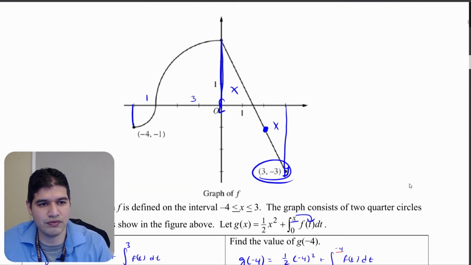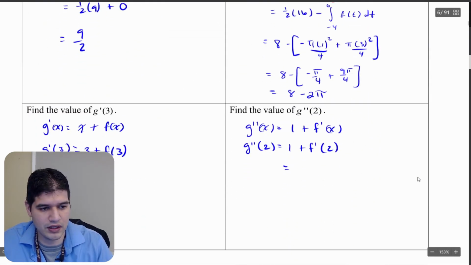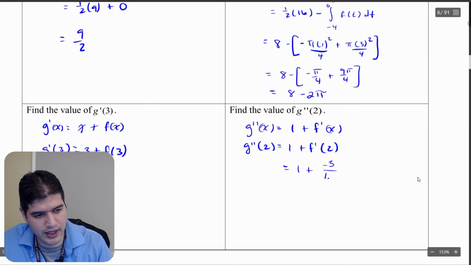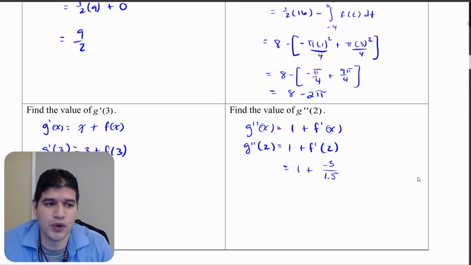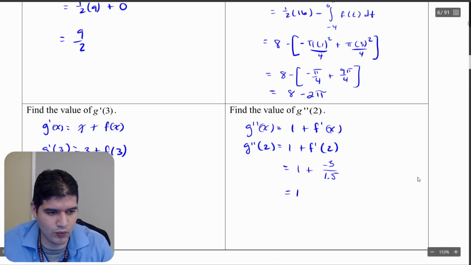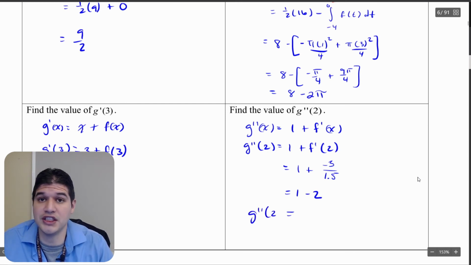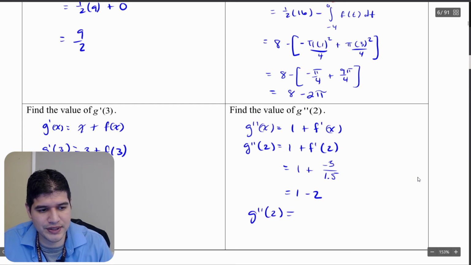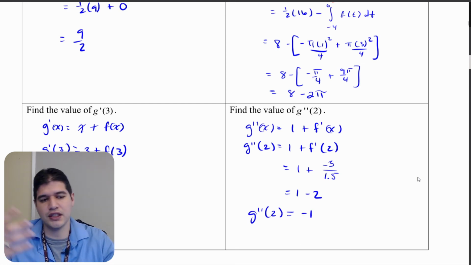So I'm going down 3 and over 1.5. So 1 plus down 3 and over 1.5. Negative 3 divided by 1.5, that's minus 2. So I'm going to get 1 minus 2. So g double prime at 2 is going to be negative 1.